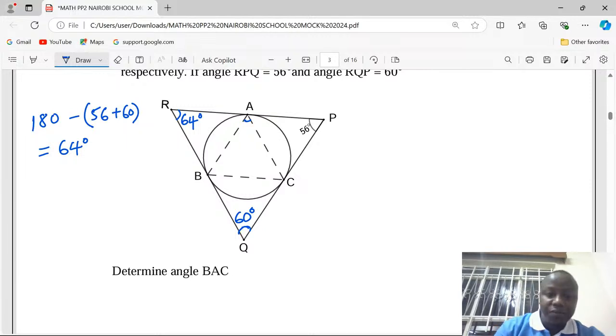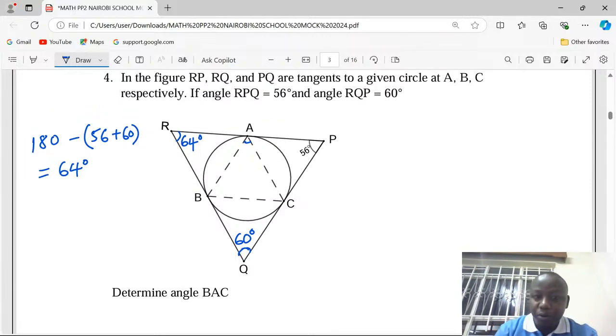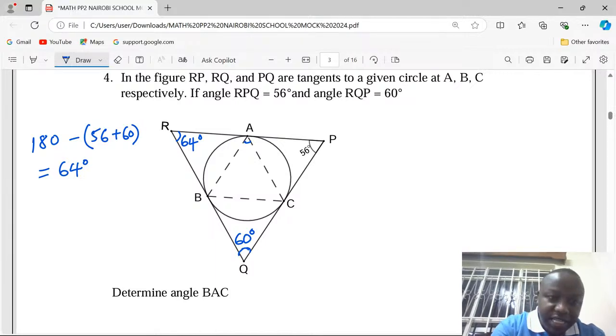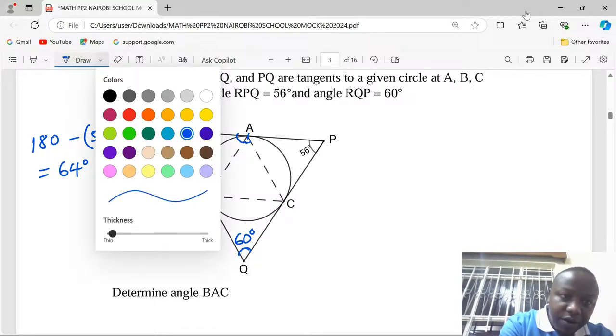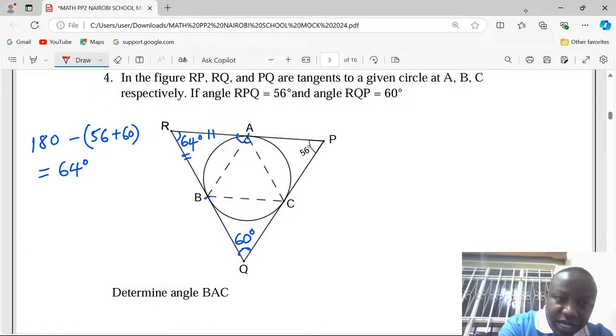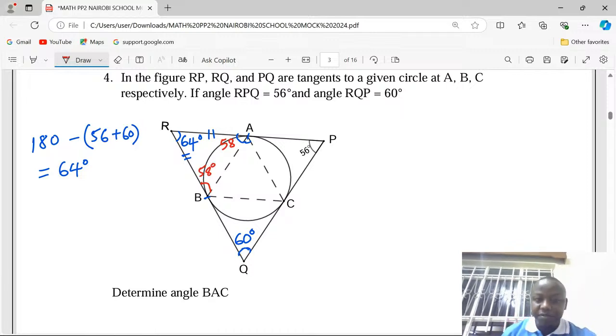We all know that tangents to a circle from an external point are equal. So the tangent from R to the circle at point A is equal to the tangent at point B. And so we can say that RA and RB are equal. If they're equal, then the base angles at that point are also equal. So this angle is going to be 58, and the other one will also be 58. So we have 58 degrees and also 58, the other base angle at this point.